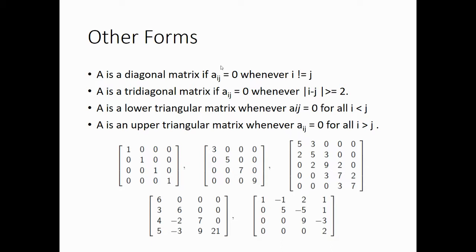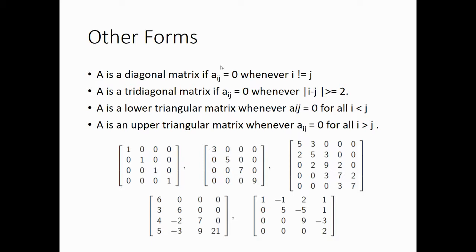Other forms: it's a diagonal matrix if a sub ij is equal to 0 when i is not equal to j. It's a tridiagonal matrix if a sub ij is equal to 0 whenever the absolute value of i minus j is greater than or equal to 2. Lower triangular matrices basically have everything from the diagonal down having values and everything from the diagonal up having zeros. And an upper triangular matrix is one that just has the zeros below the main diagonal.